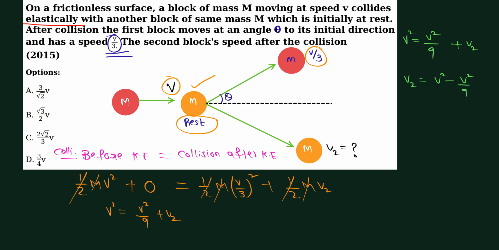Yes, okay, I forgot here. So v2 square equals v square minus v square by 9, which is 9 v square minus v square by 9. 9v square minus v square is how much?